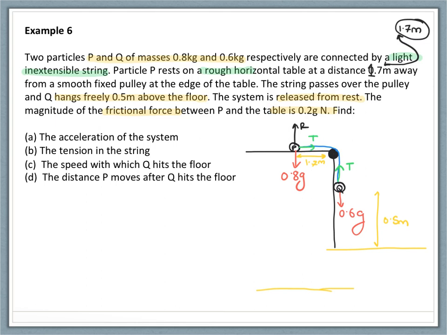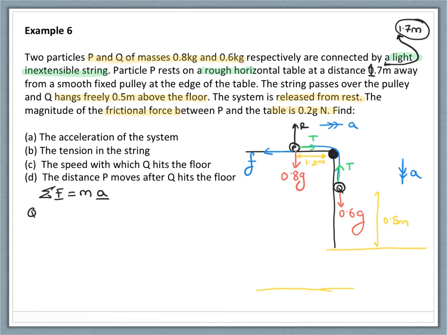Now we know that Q is going to start accelerating downwards as soon as the system is released from rest. So P will start accelerating in this direction, which means that the frictional force will oppose this motion, and we'll put a curly F here for the frictional force between P and the table. So we've done this before. F equals ma will allow us to look at forces acting on the particles. I've written it in a vector format here. It doesn't really matter because we're only really looking at the particles separately.